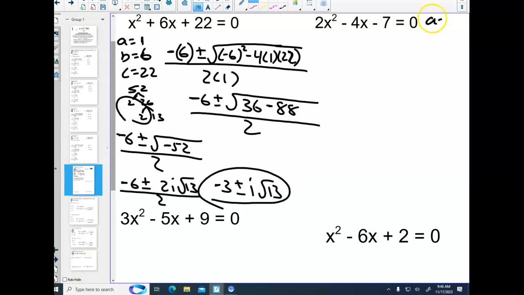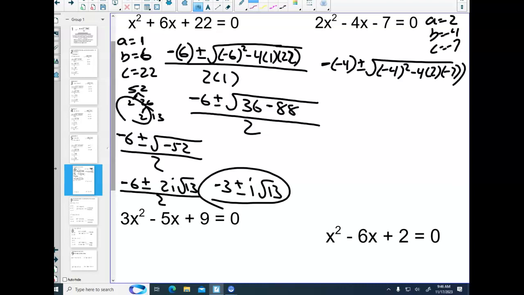Second one. A equals 2, B equals -4, C equals -7. I want to establish those numbers right away. -4 plus or minus the square root of -4 squared minus 4 times 2 times -7. The signs are extremely important here. So -4 times 2 times -7. And that's all over 2 times 2.